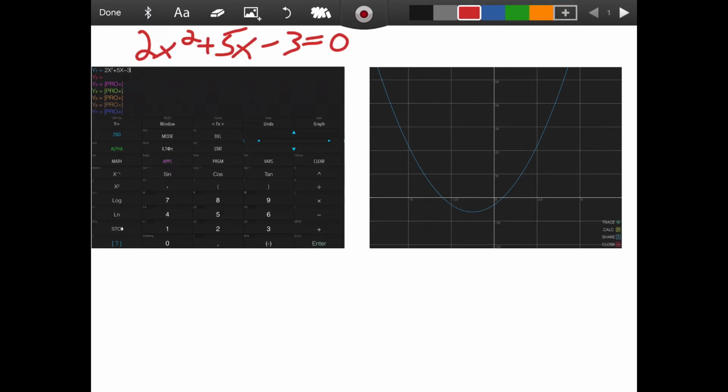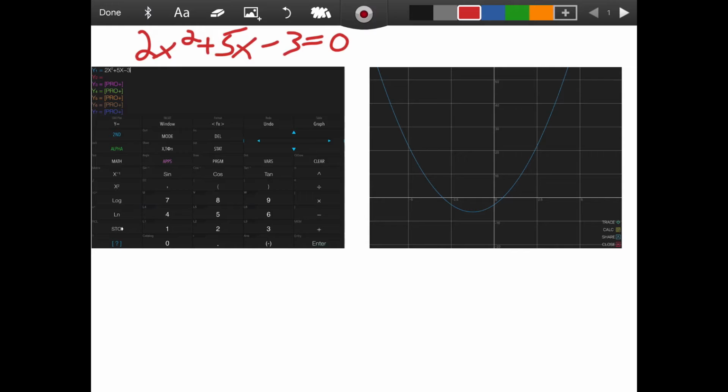So just a quick review, because you do have access to a graphing calculator at times during the exam. If we were given the equation 2x squared plus 5x minus 3 equals 0, we're asked to find the solution or the solution set to this problem. By graphing it, we can see that it crosses the x-axis in two places. So there's going to be two solutions.